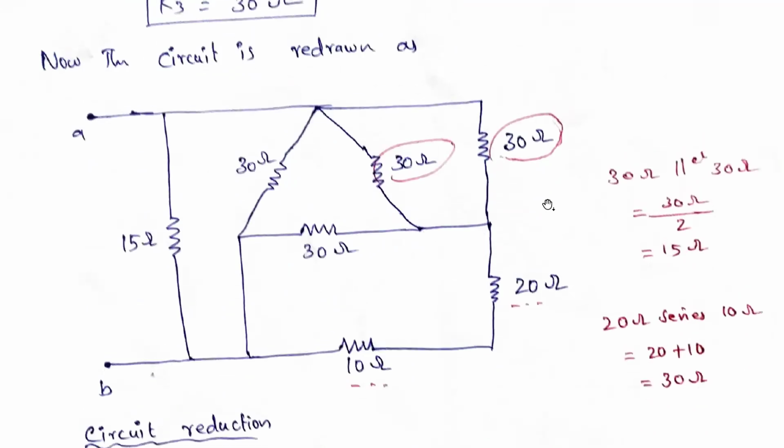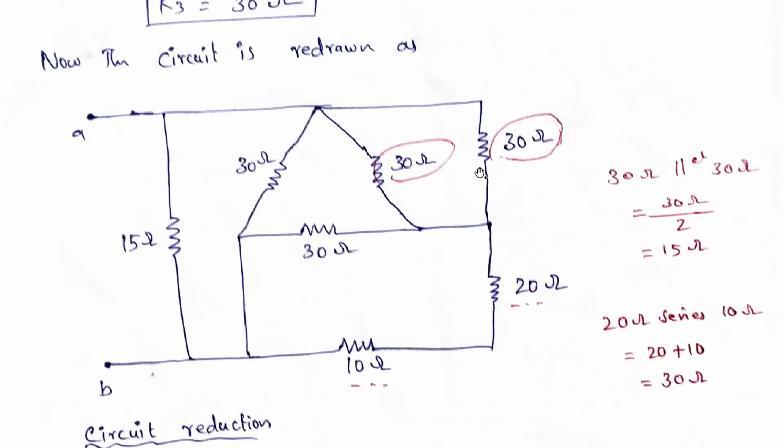We are going for the circuit reduction because these 30 and 30 ohms are in parallel. If the two resistances have the same value, just divide by 2, or otherwise you can go for 30 into 30 divided by 30 plus 30, the same answer will come. If two resistances are in parallel with the same values, we just take that value divided by 2. So it is 15 ohms.